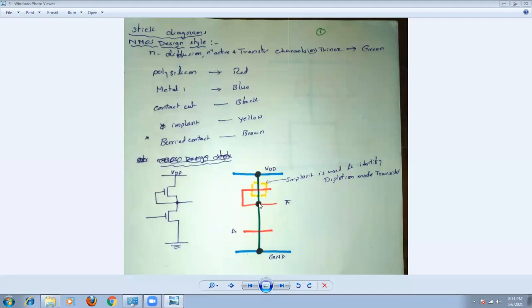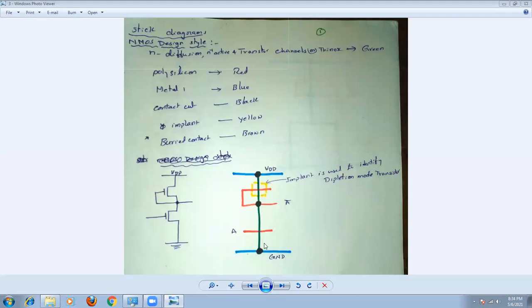Basically, it is a brown color. Don't forget, this is the brown color. And then in order to distinguish this transistor and this transistor, we have an implant. The color for this implant is yellow. Draw a dotted line exactly around the channel, around this crossing point of the transistor, and place an implant. This implant is used to identify the depletion mode transistor.